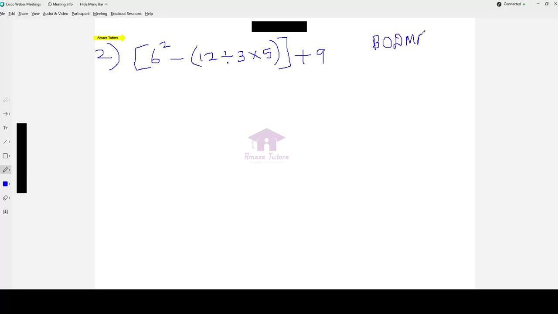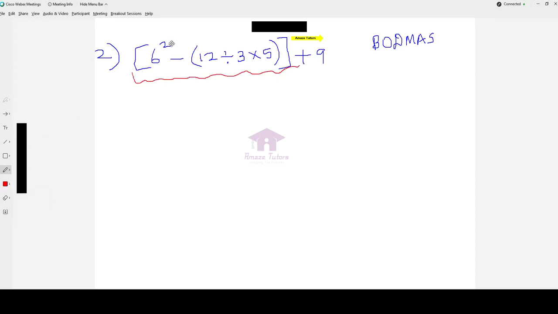BODMAS. You can remember any one name. It can be either BODMAS or PEMDAS, whatever it may be, same order only. Some countries follow PEMDAS, mostly USA, UK. Some countries follow BODMAS. Okay, now let's finish the bracket first. Here, this bracket. While doing that, we have to do this innermost bracket. And then only we are going to add the 9 final step. So let's do this part first.